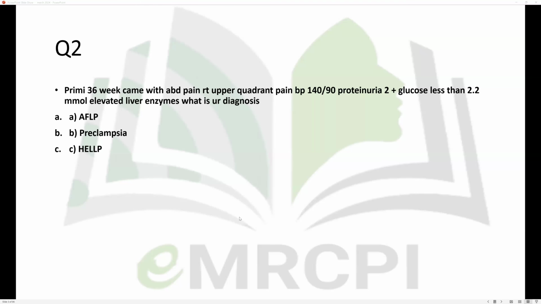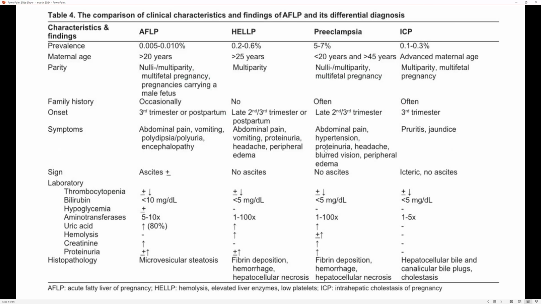Answers, everyone. Okay, very well done. So what is the difference between acute fatty liver of pregnancy and HELLP syndrome or preeclampsia? Yes, excellent, Dr. Madi. It is the low glucose level. This is why we think that this is acute fatty liver of pregnancy.